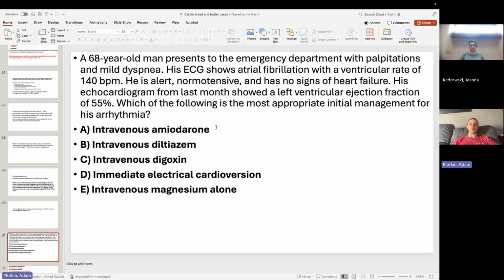Which of the following is the most appropriate initial management for the arrhythmia? A 68-year-old man presents to the ED with palpitations and mild dyspnea. His EKG shows AFib with a ventricular rate of 140. He is alert, normotensive, and has no signs of heart failure. His echo from last month showed an ejection fraction of 55. How do we treat it?